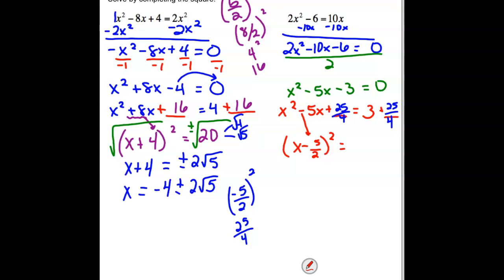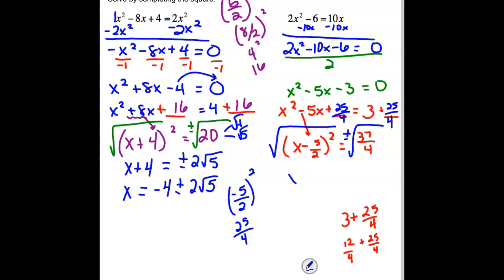On the right side, I'm trying to add 3 and 25 fourths. In order to add these, I need to think in terms of common denominators. So 3 is the same as 12 fourths. I'm adding 25 fourths to that, so I get a total of 37 fourths. I then have to square root both sides.